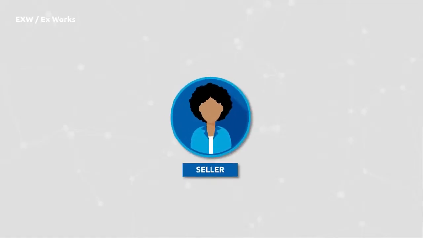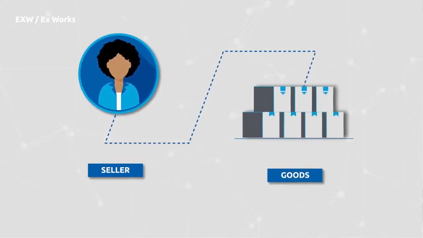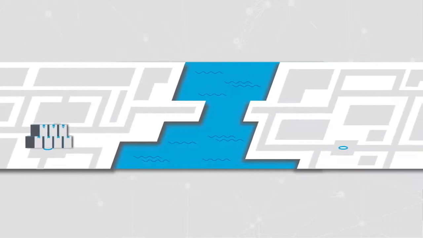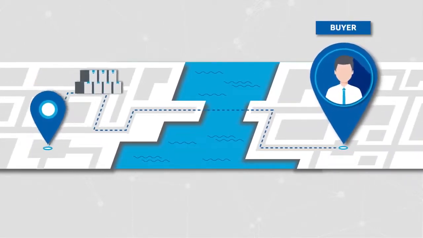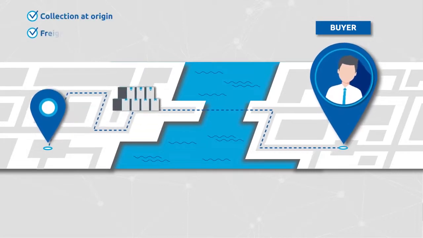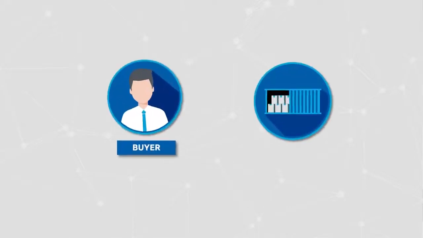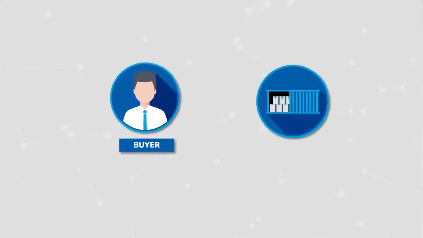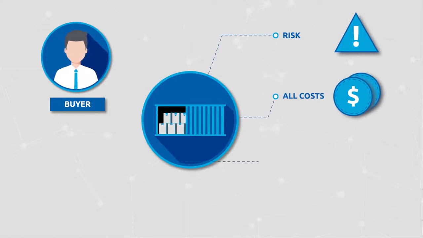EXW, or ex-works. This Incoterm provides the seller with the least obligation in regards to shipping costs and liabilities. The seller makes the goods available at a location and the buyer must organise all elements of the shipping. This includes collection at origin, freight, delivery, duties and GST. The risk transfers to the buyer when they collect the goods from the pickup location, and the buyer takes on all costs until final delivery. In turn, this means the buyer has control over all shipping costs and options.